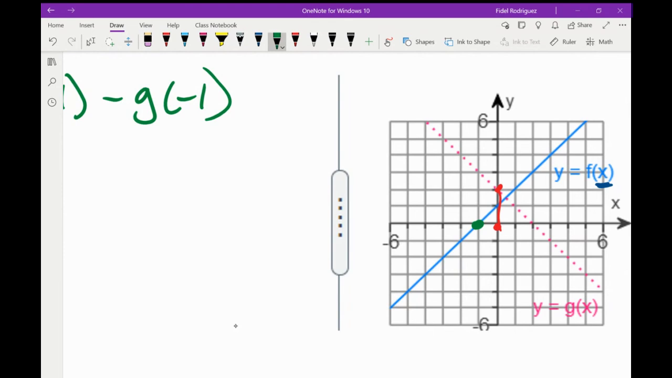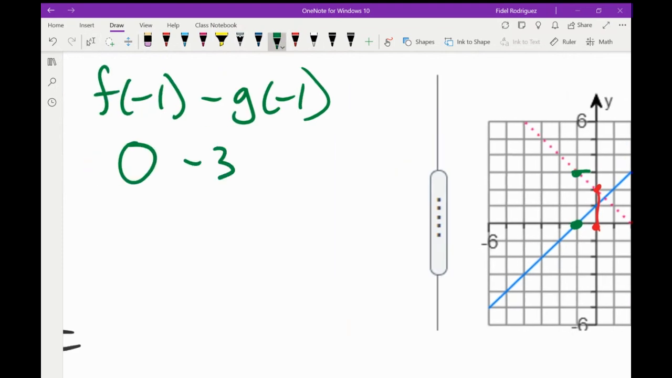Okay, let's go to g of -1. So look, I'm going to go to the left, and I'm going to go up until I hit my value for g. What number would that be? 3. So 0 minus 3, -3.